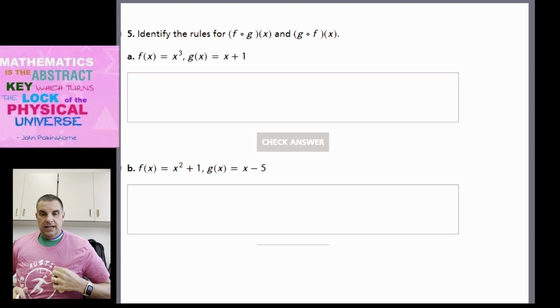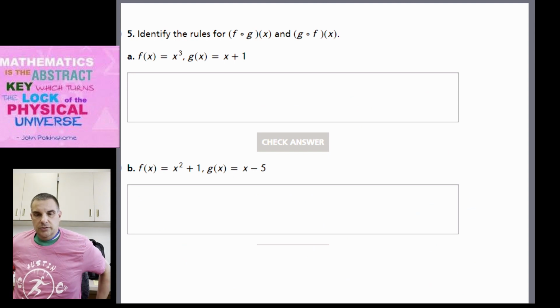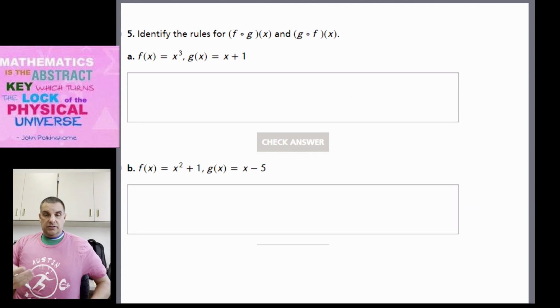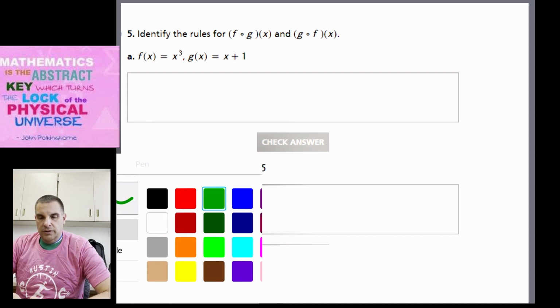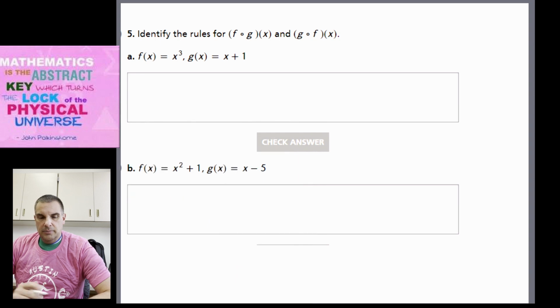Okay, so now we're looking at just ones that I want you to define yourself. This one says identify the rules for f of g of x and g of f of x. Why don't you go ahead and just do A. You have to do it twice. You have to find f of g of x, and you have to find g of f of x as well. And when you find those, then you can peek up and see how you did.